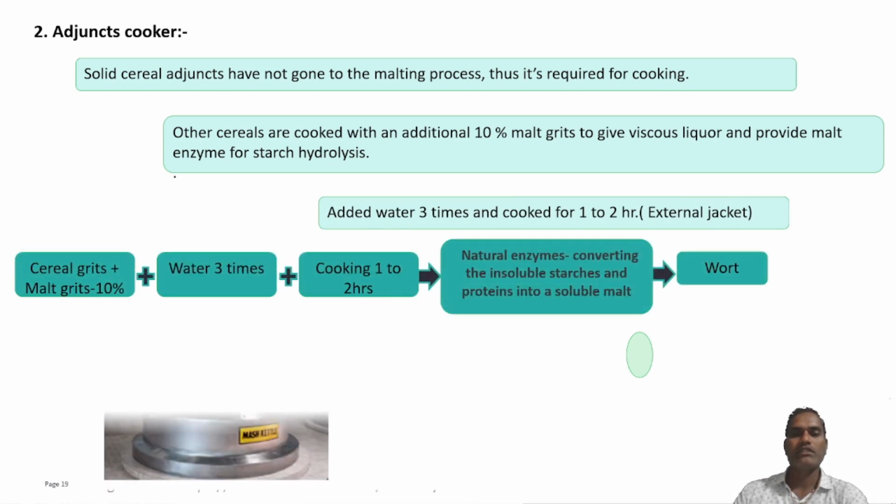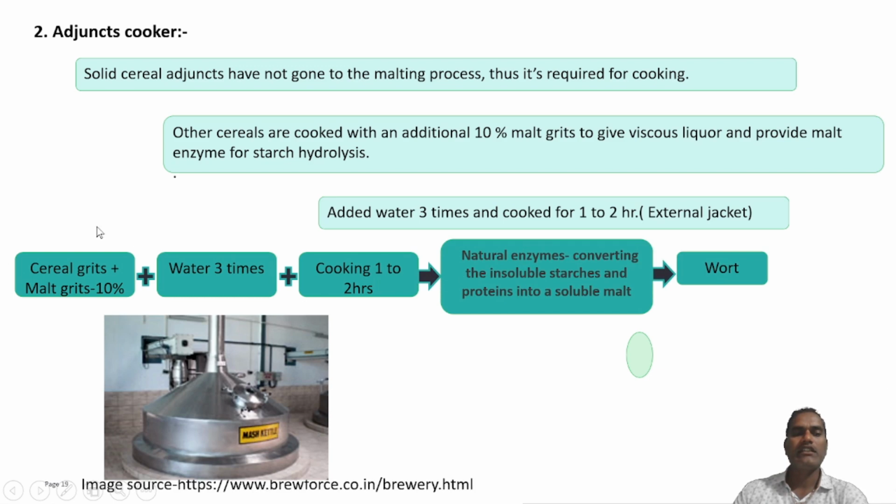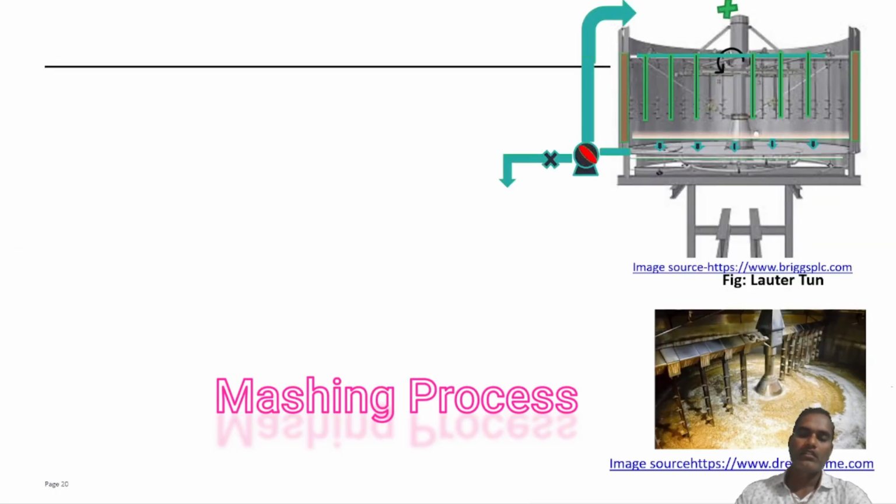You can see in this process the other cereal grains are added with 10% malt grits, then 3 times the amount of water, then cooked in a steam jacketed kettle for 1 to 2 hours, in which natural enzymes convert the material into soluble substances, that means hydrolysis of the starch and, in small quantity, the proteins. After that it is easy to extract.